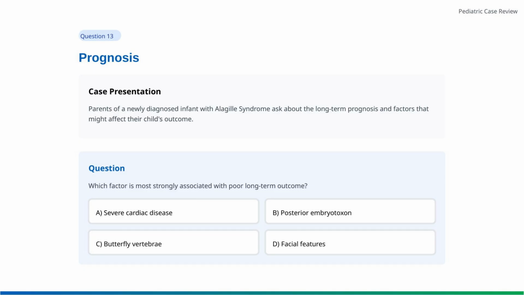Parents of a newly diagnosed infant with Alagille syndrome ask about the long-term prognosis and factors that might affect their child's outcome. Which factor is most strongly associated with poor long-term outcome? Option A, severe cardiac disease. Option B, posterior embryotoxin. Option C, butterfly vertebrae. Option D, facial features. Consider the major determinants of prognosis in Alagille syndrome and which clinical feature has the greatest impact on survival and long-term outcomes.